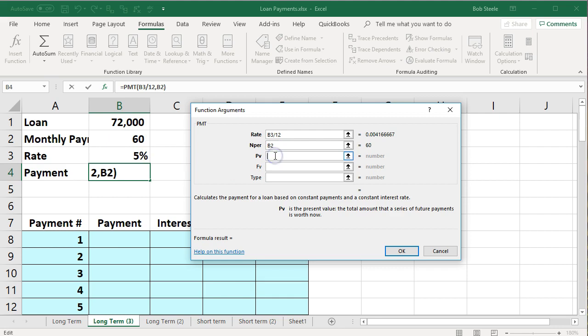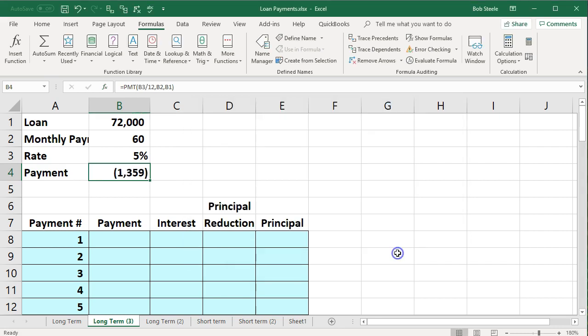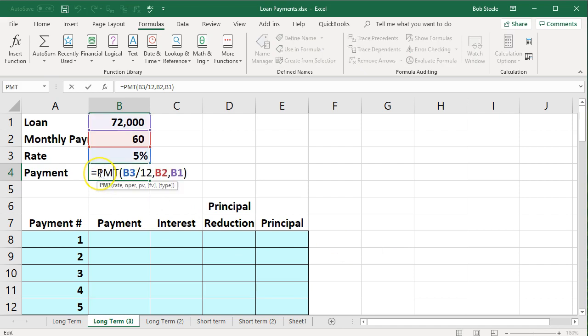The present value then is at this point in time how much the loan is now, which we took out, $72,000. That's the loan at this point. These two are not required fields, so we won't have anything there. And this should then give us our payment amount. So if we say okay, then we get our payment. I'm going to make it a positive number instead of a negative by just double clicking on it. I'm going to put a negative before the P just to switch the sign.